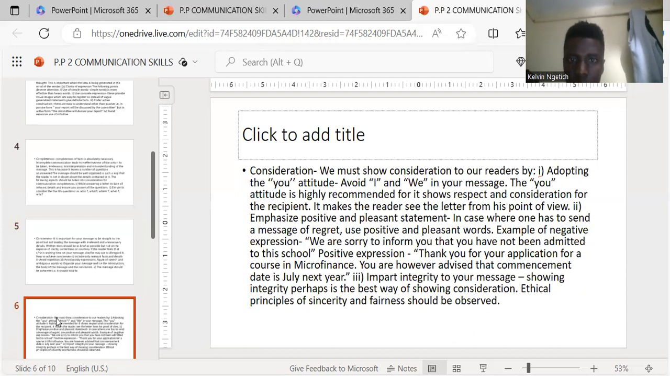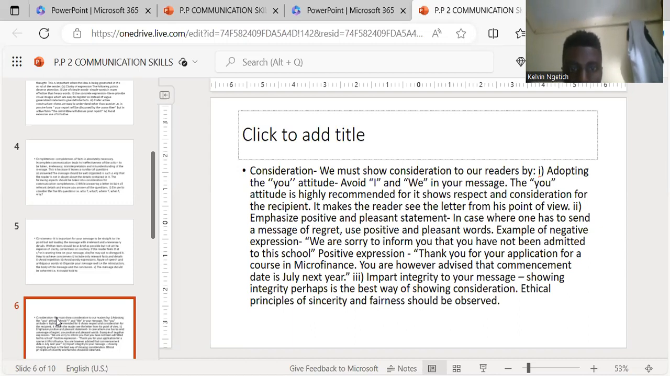You have consideration. We must show consideration to our readers. Number one, the you attitude: avoid I and we in your message. The you attitude is highly recommended, for it shows respect and consideration for the recipient. It makes the reader see the letter from their point of view.